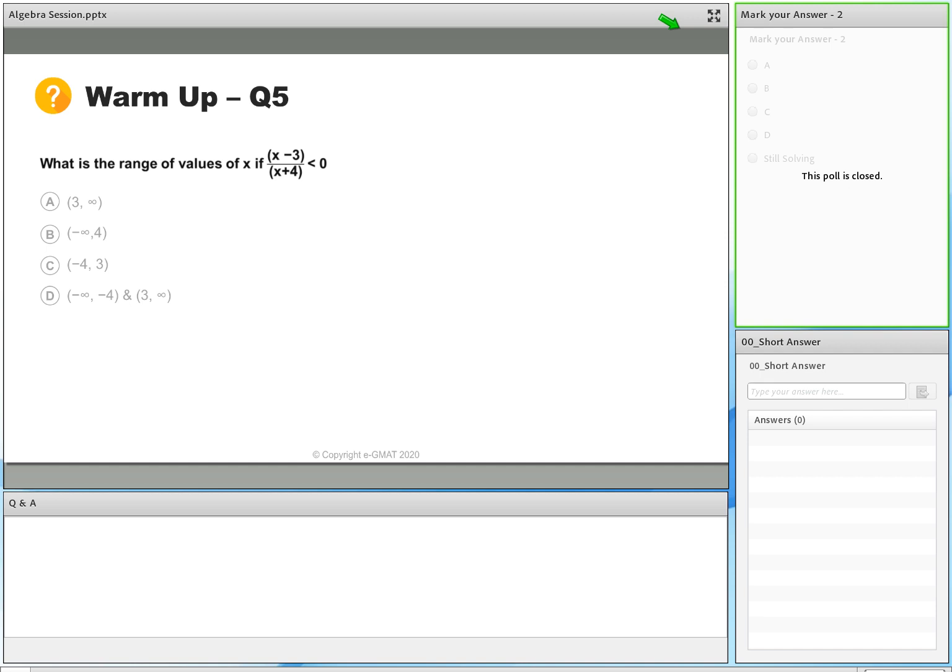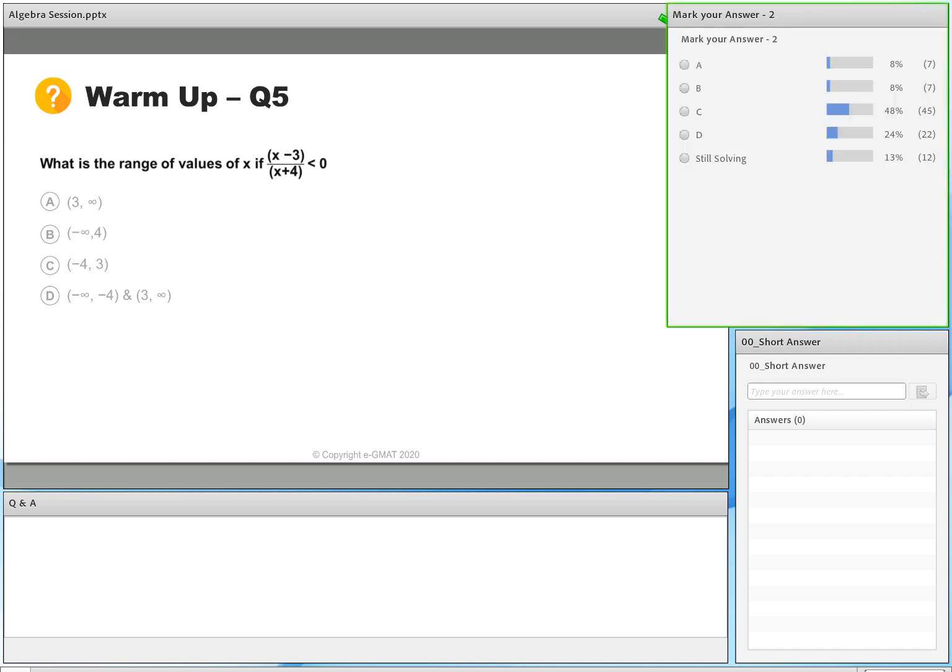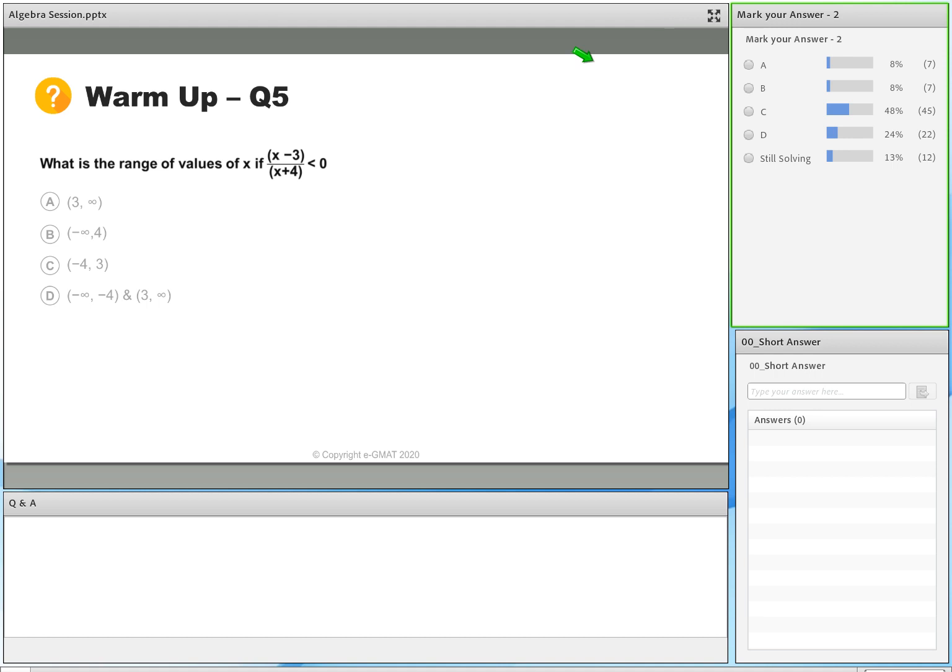Alright, so let me first broadcast the results here. Okay, so we can see how the majority went with C, but it's a small majority this time. 48% of you are there and 24% with D, 8% each with A and B as well. So what was different really in this question was that you had something in the denominator. In the previous question, you had both of your factors in the numerator, and you saw how we could solve that using basic conceptual knowledge as well as using the Wavy line method.